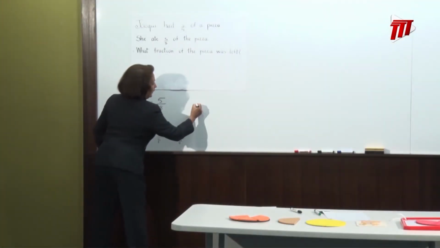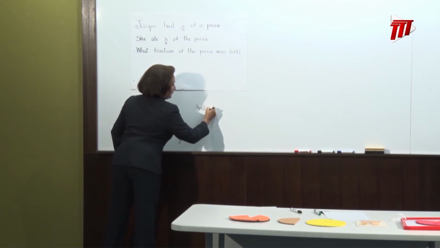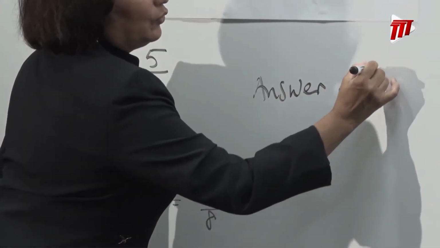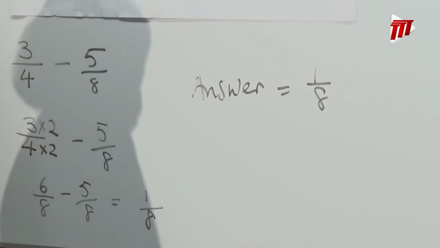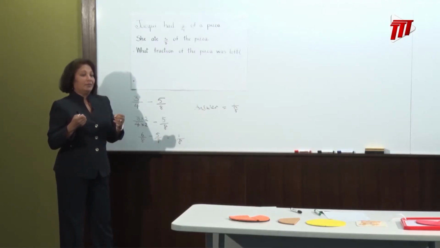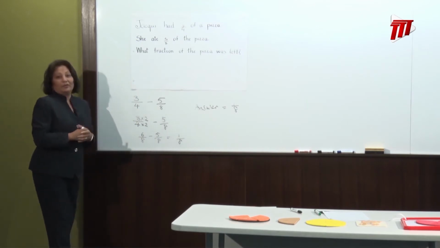So your answer here is 1/8. She'll be left with 1/8 of her pizza. All right? So that is how we work this first question.